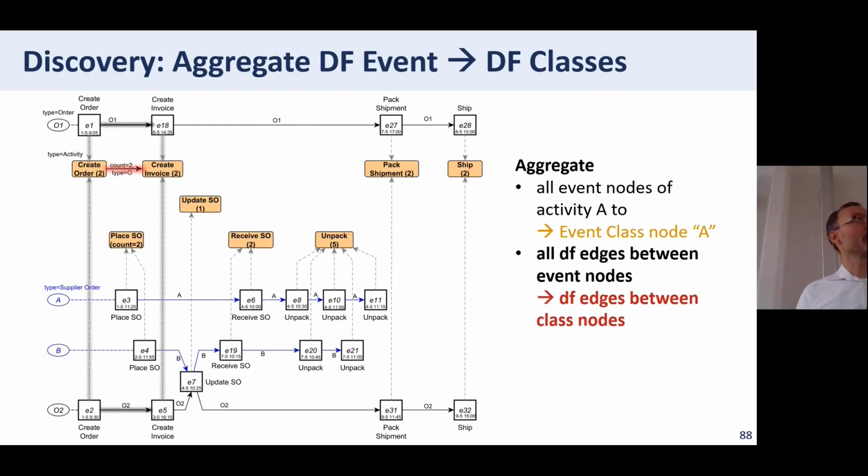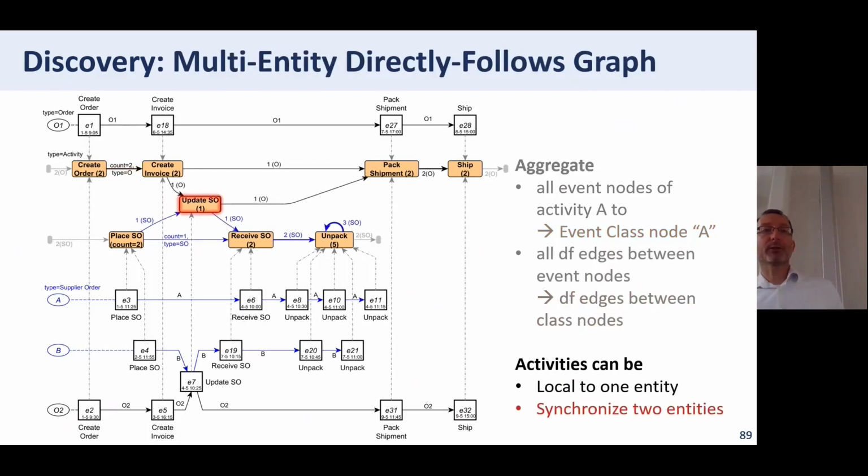Simple. I do this for all my labels, right? That's how we also do typical process discovery. Look at all the activity names, one node per activity name. And then we aggregate the directly follows edges that we have in the data. So I have an edge from E1 to E18 and from E2 to E5, and I aggregate this to an edge from create order to create invoice. As simple as that. I do this for all the directly follows edges that I have here, and I get this picture.